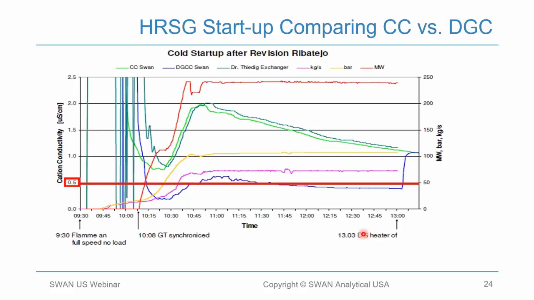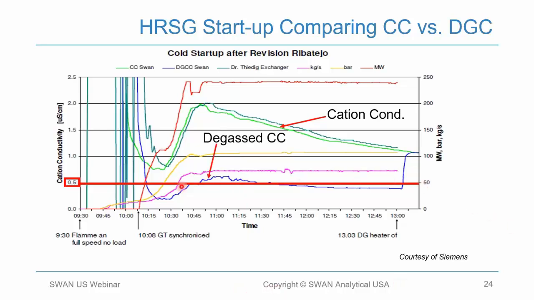This is a little bit busy, but what you're looking at here is startup of a combined cycle unit. It's a cold startup, and we're going to be comparing the cation versus the degassed cation conductivity. And the lines in the graph that are important is this line, the megawatt load. This green line, which is the cation conductivity. And this blue line here, which is the degassed cation conductivity.